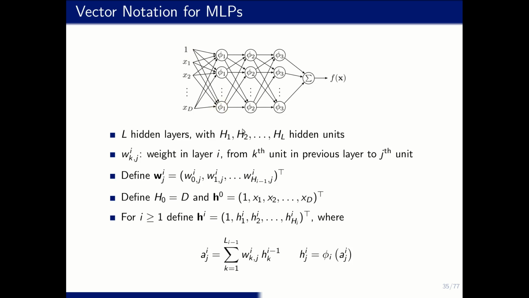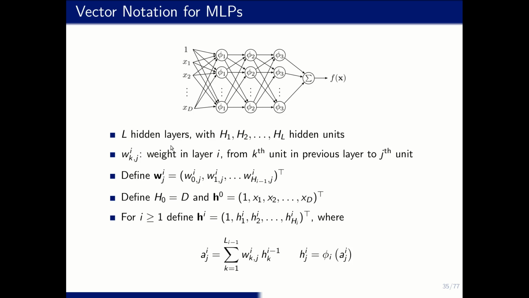Or, for example, if we look at this weight here, it would have layer index 2, since it's sitting in the second layer. It would have K index 1, because it comes from the first hidden unit, and J index 2, because it goes to the second unit in the next layer. So this is the indexing notation we are going to use for the weights. This is how to address the weights in our neural network.